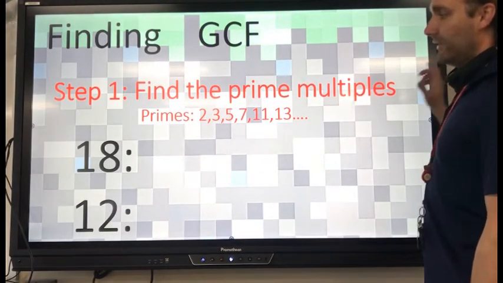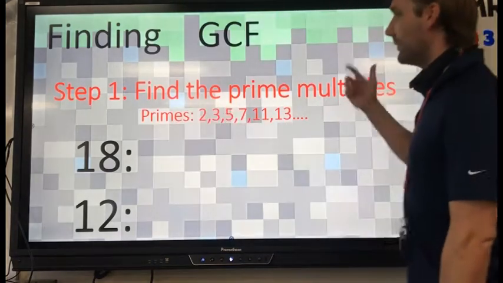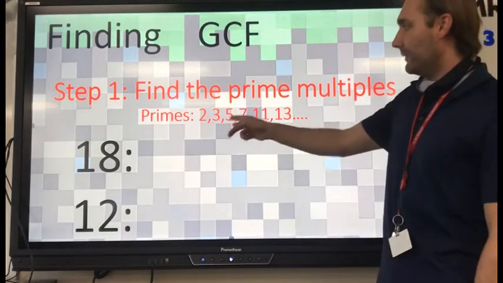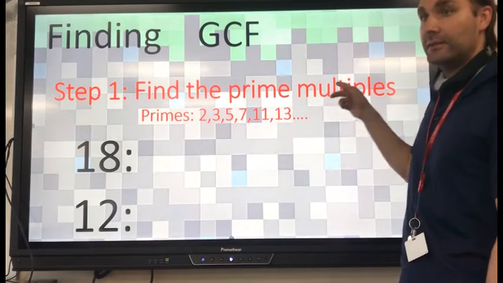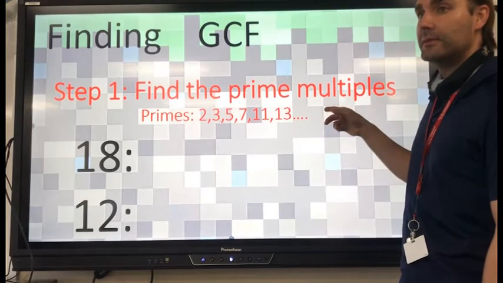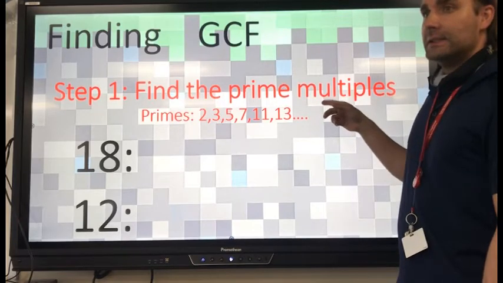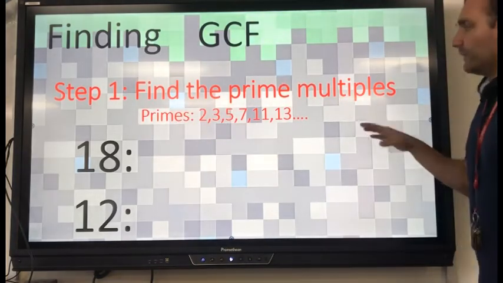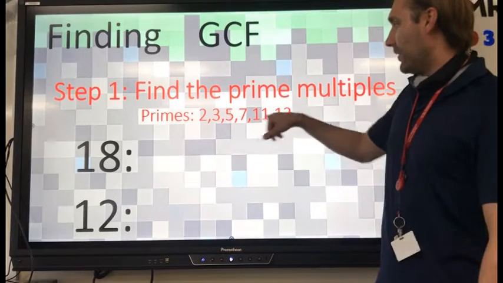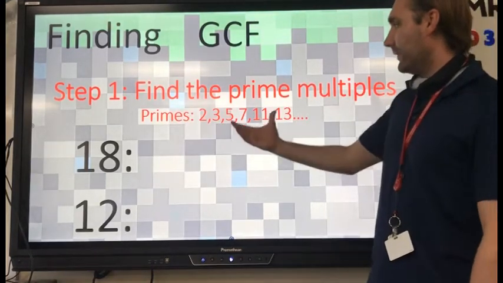First thing you need to do is to take your numbers and find the prime multiples. Prime numbers being 2, 3, 5, 7, 11, 13. What's the next one? 15? Nope. That's divisible by 5 and 3. 17. 17, very good. But we usually don't get really larger than 13 in this class. So here are the ones you really need to know.